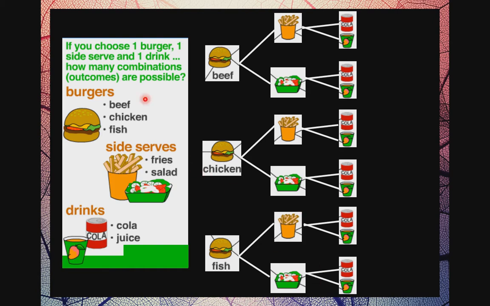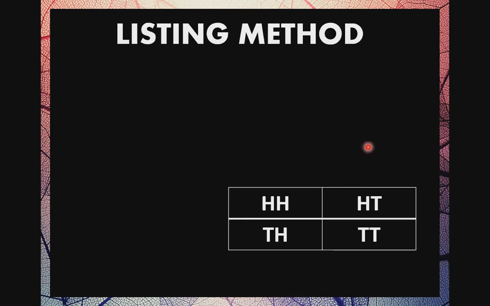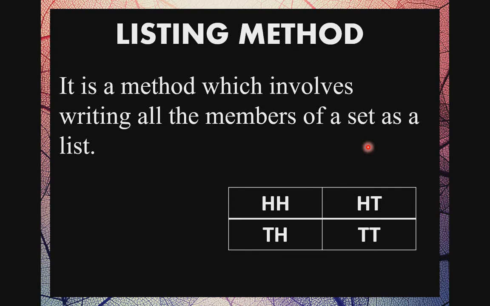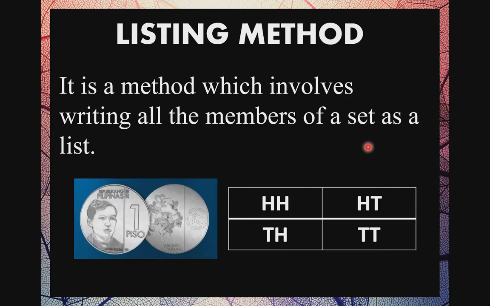So it can be beef, fries, cola; beef, fries, juice; beef, salad, cola; beef, salad, juice, and so on. All in all, there are 12 possible outcomes. With the tree diagram, we can better visualize the possible combinations of outcomes. Next, the listing method. In the listing method, we list or write down all the possible outcomes, like our example of tossing a coin twice.